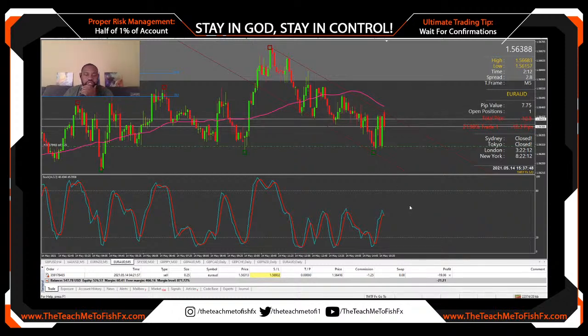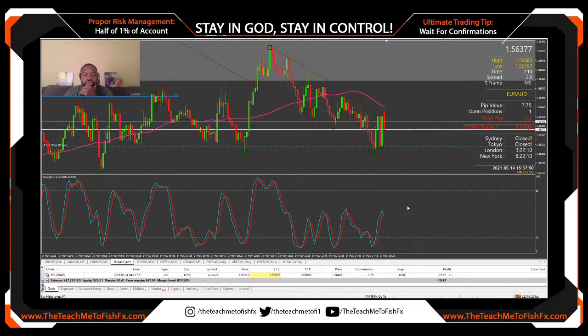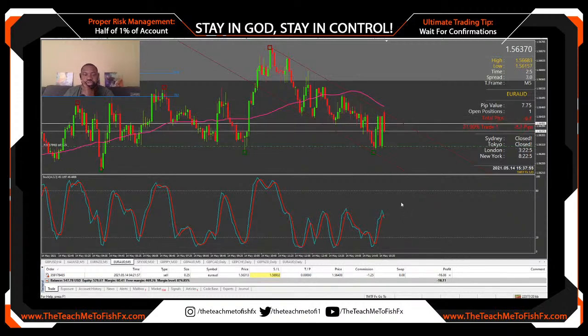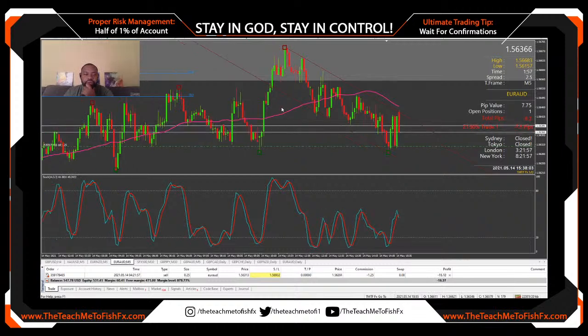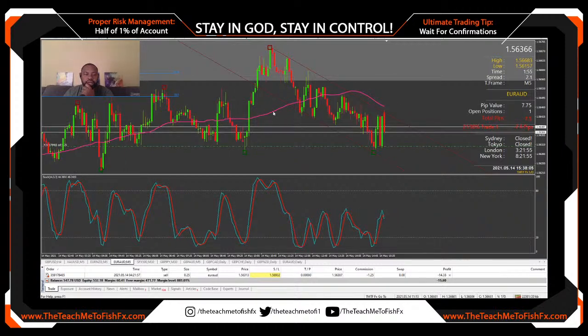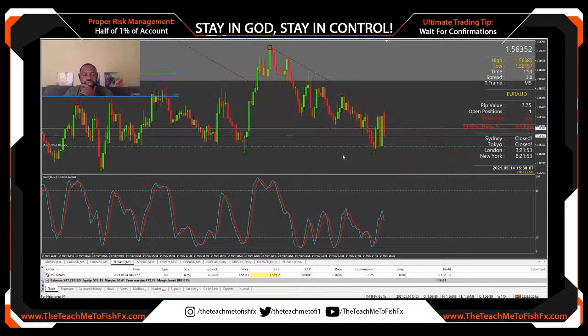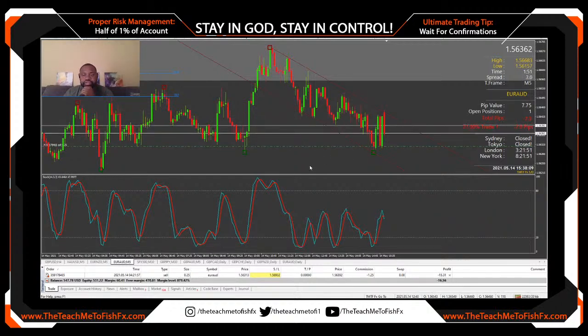Just real basic trading here. Zones, trend lines, and I do throw in Fibonacci as well. I was trying something out with this 50 simple moving average. Really not using it, but I was just trying some things out.